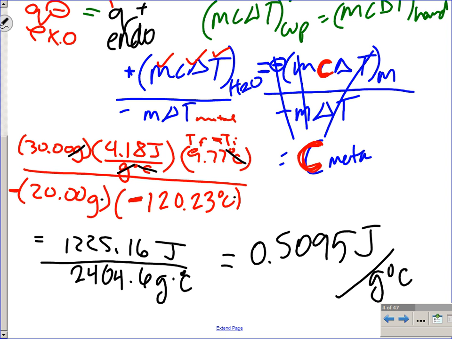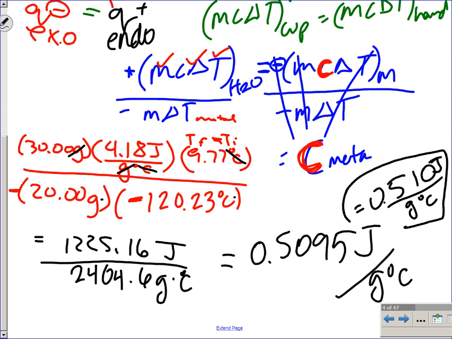And yes, we will look back and see sig figs probably need 3, so let's round that to what? 0.510 joules per gram degree C. Yeah, I usually say joules per, by what I mean by that is divide, grams degree C.